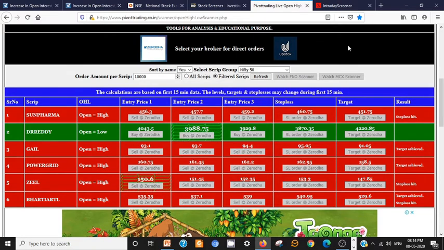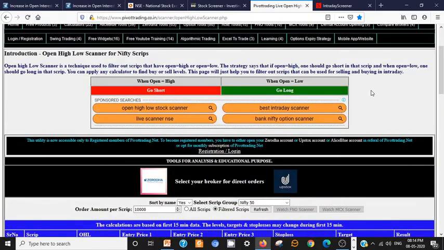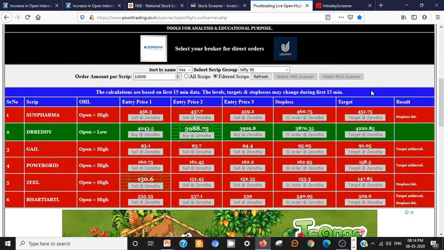There is a website called pivottrading.co.in. You can just find it on Google, pivottrading.co.in. On this site, you're going to get the stocks. When open is equal to high, it tells you to go for short selling. When open is equal to low, you have to go for long buying. You can see the stocks in red and green color. The red color stocks can be used for short selling. The stocks in the green color can be used for long buying. So this particular site is pivottrading.co.in.